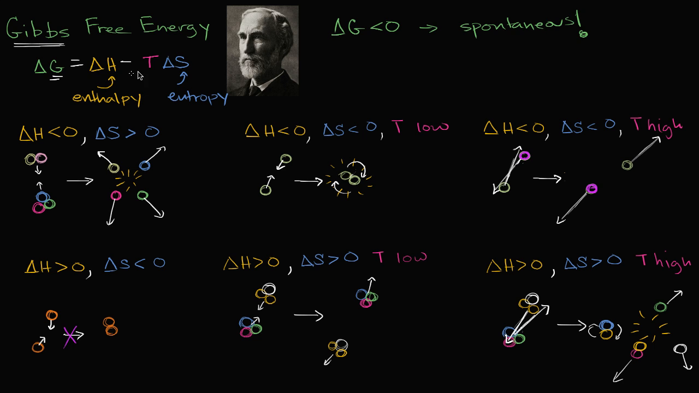If this expression over here is negative, our reaction is going to be spontaneous. So let's think about all of the different scenarios. In this scenario over here, if our change in enthalpy is less than 0 and our entropy increases, our enthalpy decreases. So this means we're going to release energy here. We're going to release enthalpy. So I'll just write, this is a release of enthalpy over here.